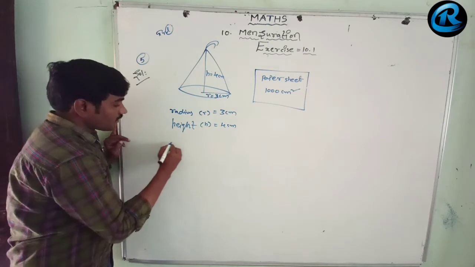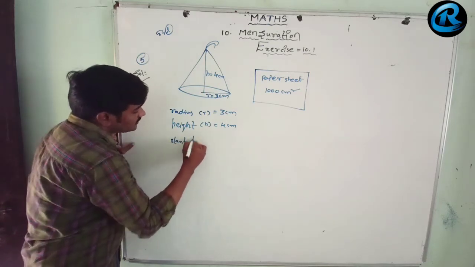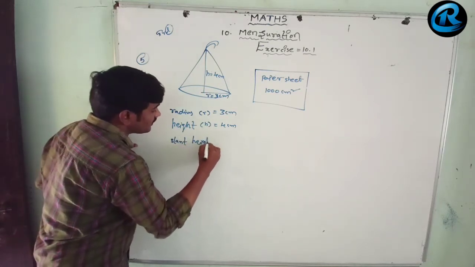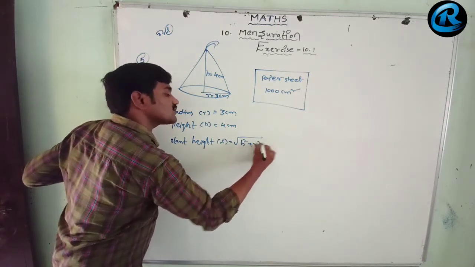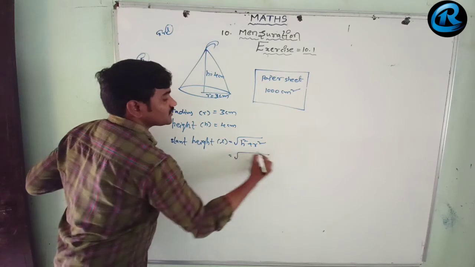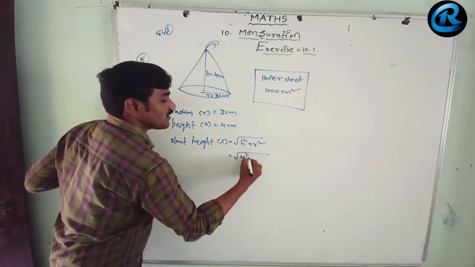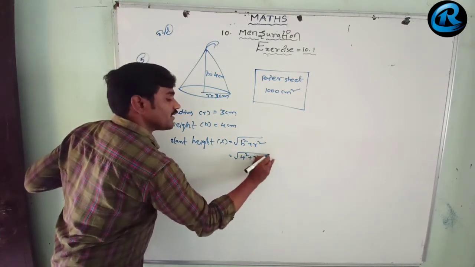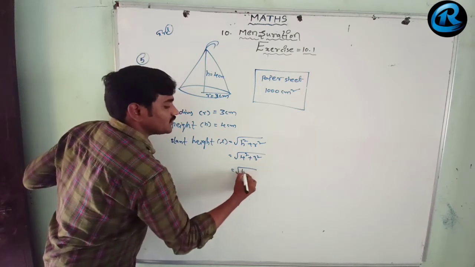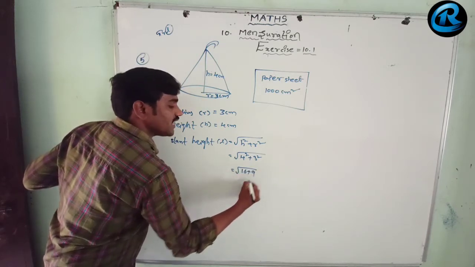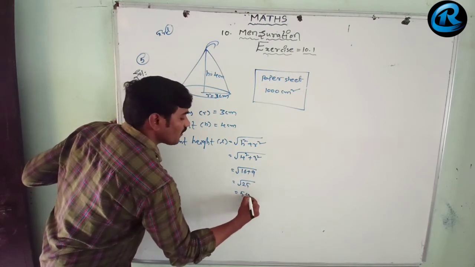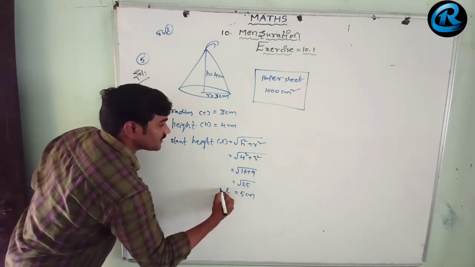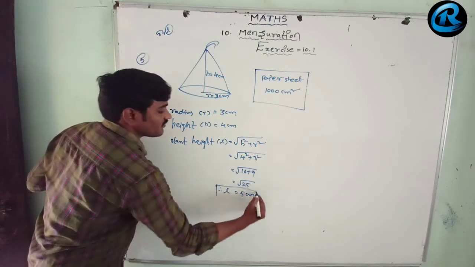So slant height l equal to under root of h square plus r square. This is the formula. Under root of 4 square plus 3 square. 4 square value is 16, 3 square value is 9. Under root of 16 plus 9 is 25, that is equal to 5 cm. The slant height l equals 5 cm.